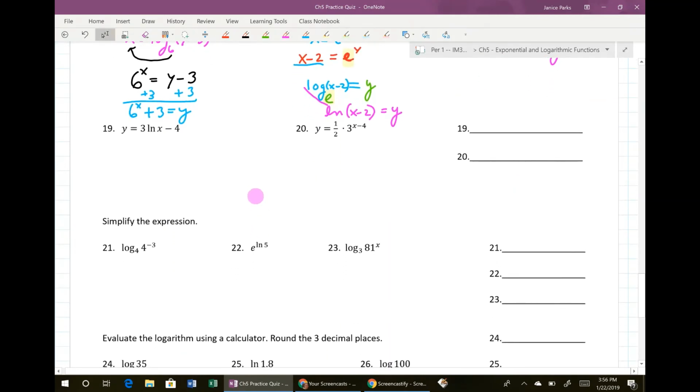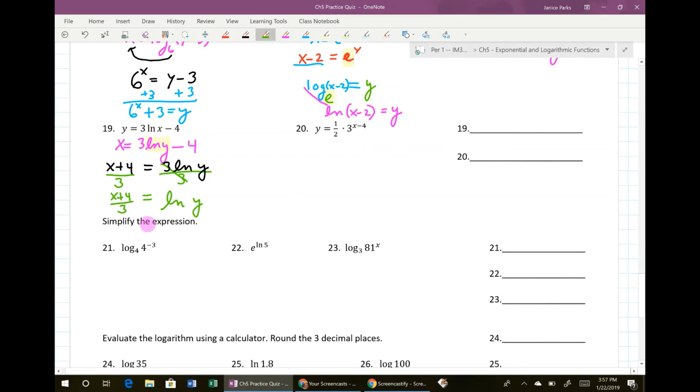For number 19, change the x and the y. That should be a step that everybody can do. Now we need to get the natural log by itself to isolate it. So I'm going to move the 4 over first by adding it over. It will become x plus 4 equals 3 times the natural log of y. Since that's 3 times the natural log of y, I need to divide to get rid of it. So now I have the natural log of y is equal to x plus 4 over 3.